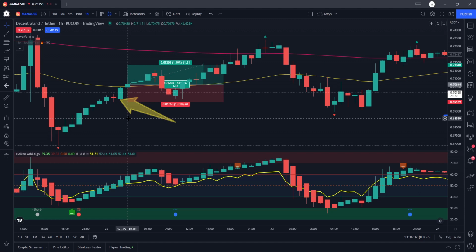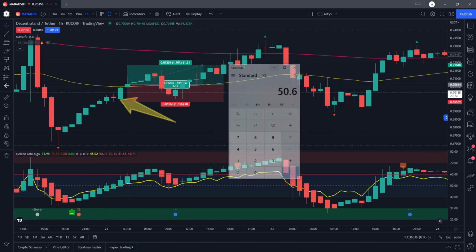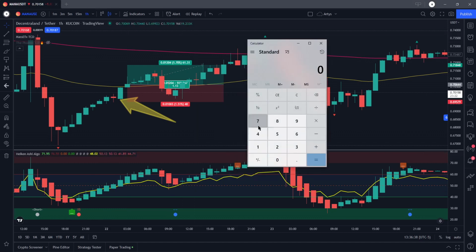Now the RSI is 51.71. That is a 1 to 2.17. But since I'm going against the trend, it is a 1 to 1.17, okay? I'm going against the trend, so it's a 1 to 1.17.